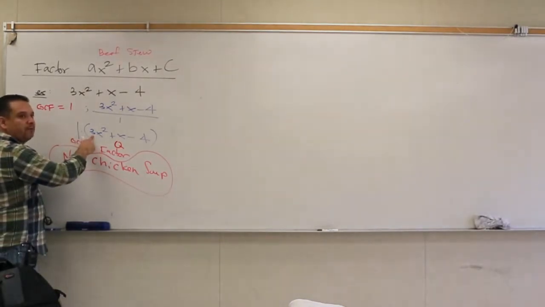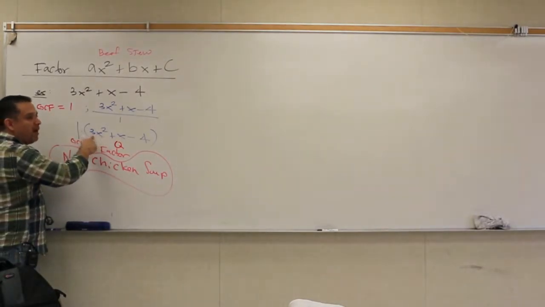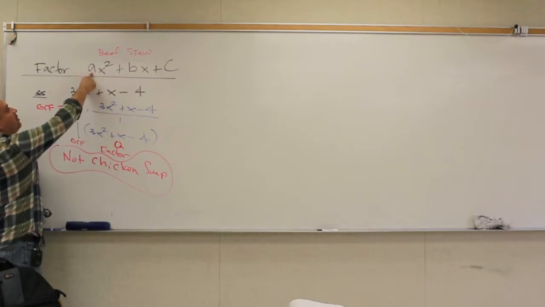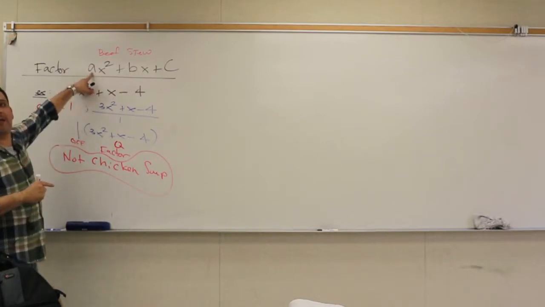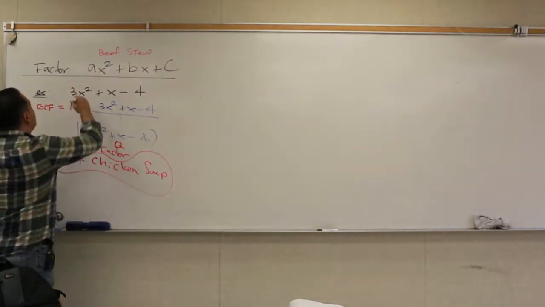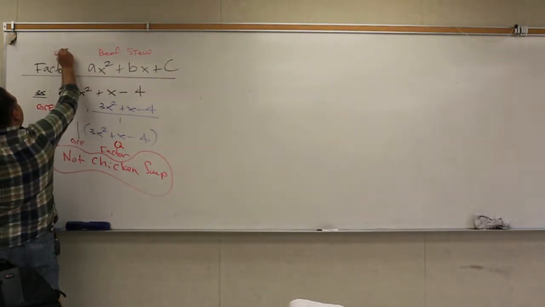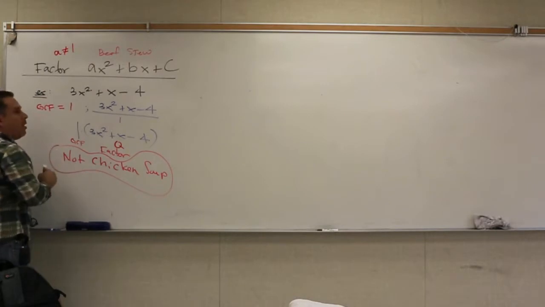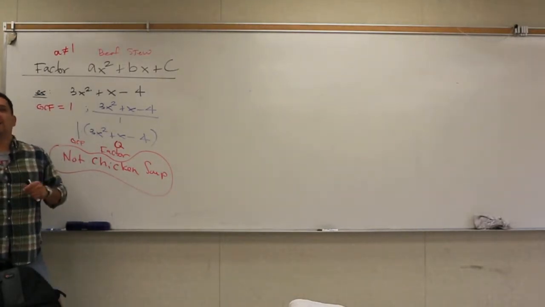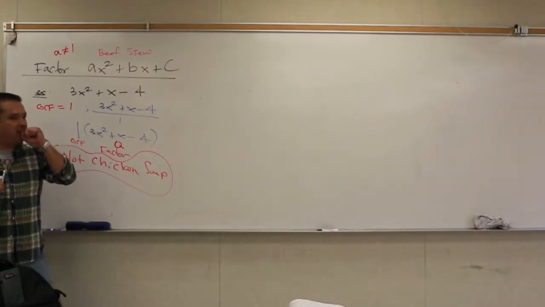So if you look in front of this x squared, what do you guys see? Is there a number here? That's why I put this here. Ladies and gentlemen, that's not 9, that's the letter A. So in other words, A here is not the value 1 like it was for chicken soup. Okay, you guys see what I'm saying?